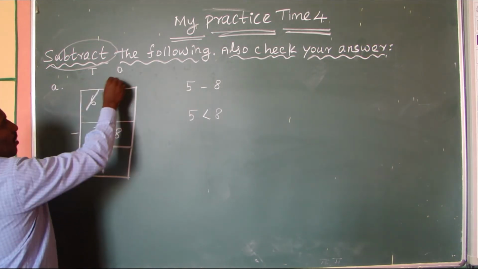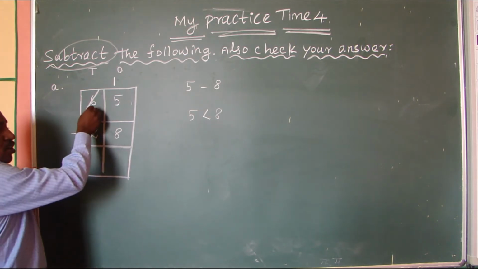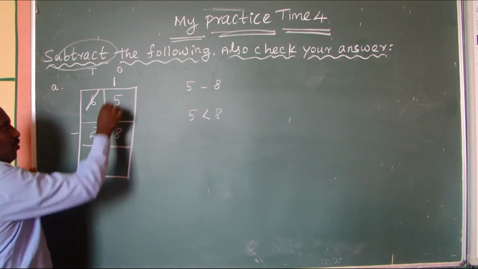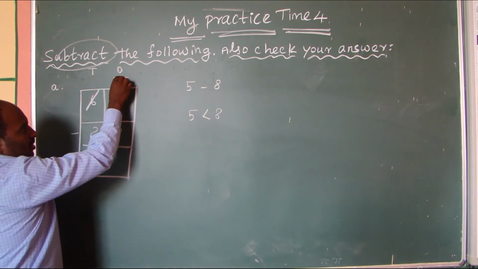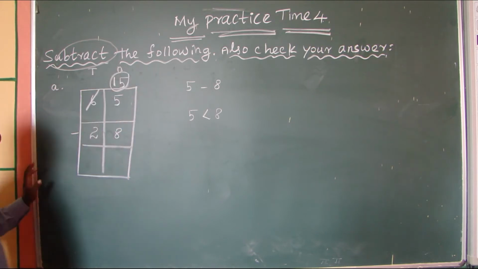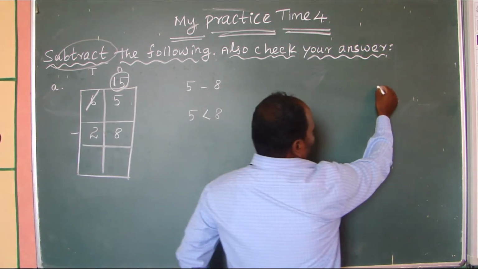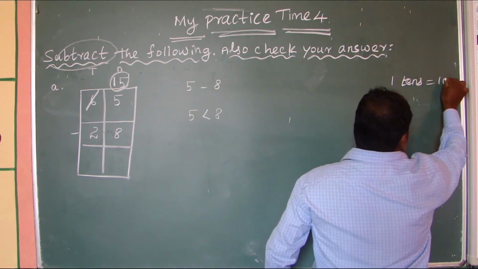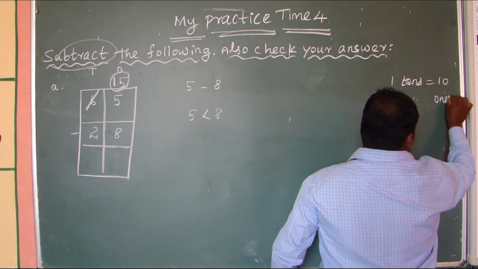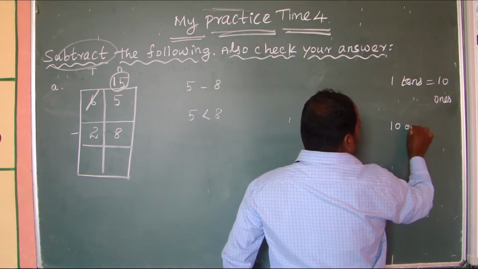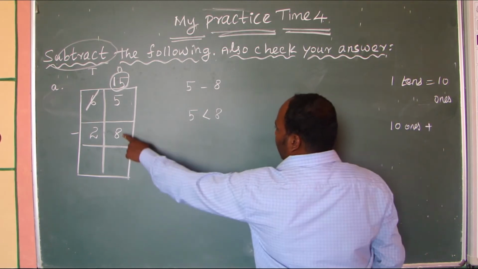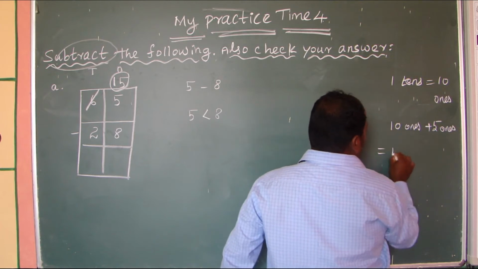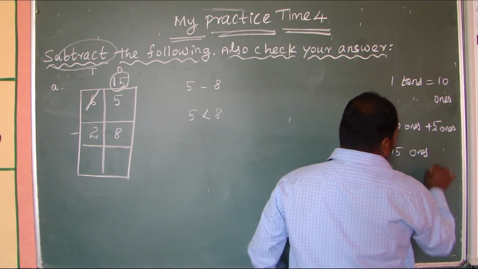So borrow 1 from the tens place. So here 1 ten and then 5 ones. 1 ten, 5 ones. That means 15. 1 ten is equal to 10 ones. 10 ones plus 5 ones is equal to 15 ones.